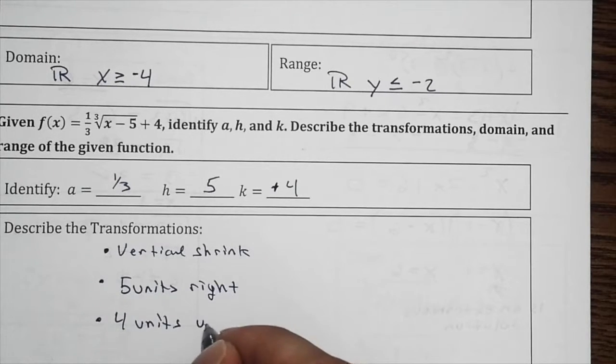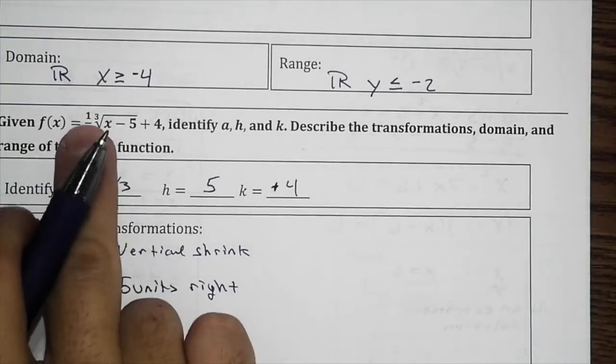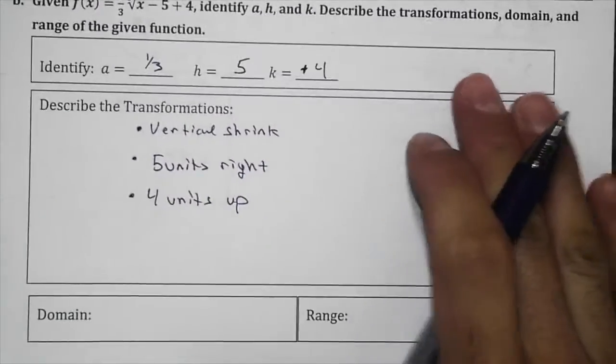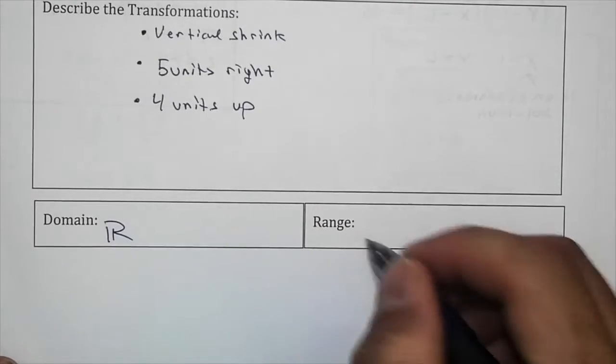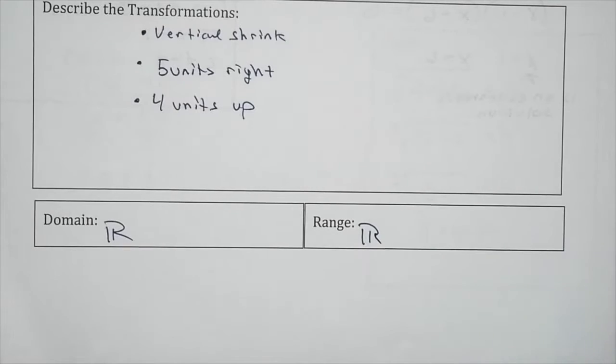Now, for domain and range, this is a cube root function, right? So domain and range are simply all real numbers. There's no restrictions on them because the graph goes in both directions. So we just leave that as R, all real numbers, yep.